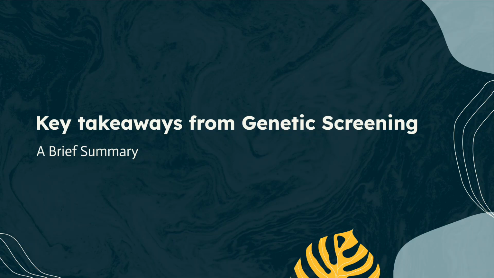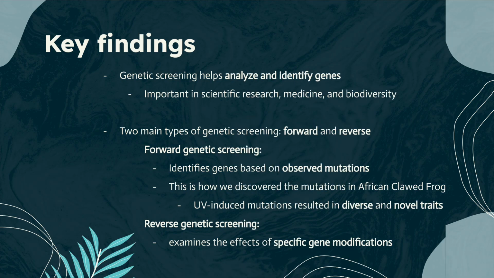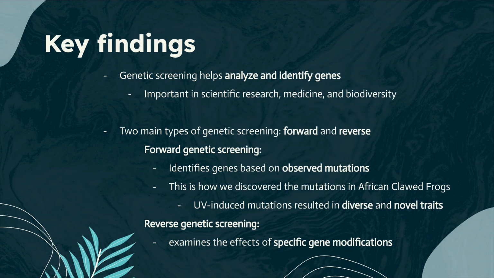Now, here are some key takeaways from genetic screening. Genetic screening is largely important as it helps to analyze and identify genes. This is applicable to scientific research, medical and forensic research, and for biodiversity in general. As previously mentioned, there are two main types of genetic screening, forward and reverse. Forward genetic screening identifies genes based on observed mutations. This is what we use to achieve diversity among the African clawed frog population, using ultraviolet light to induce mutations, whereas reverse genetic screening examines the effects of specific gene modifications.